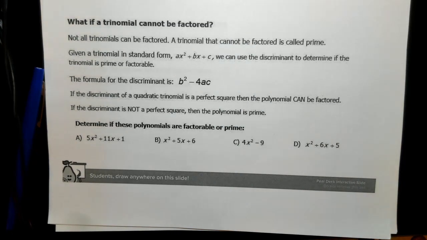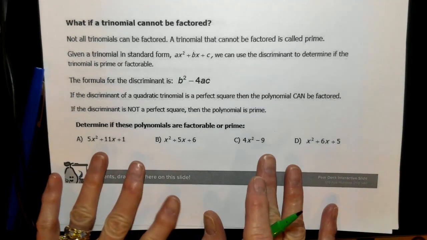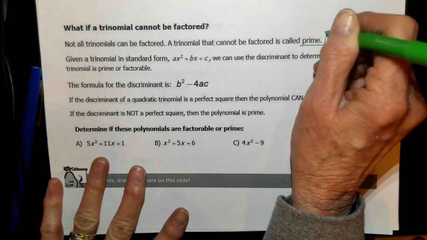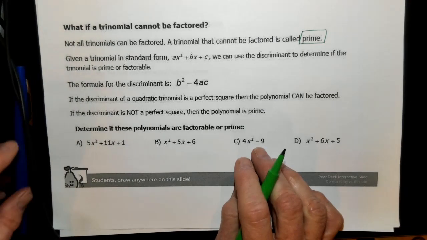So we've been talking a lot about factoring, but the question comes up, what if your trinomial can't be factored? And that will happen every now and then. And so when it can't be factored, it's called prime. Okay, we have a prime trinomial.